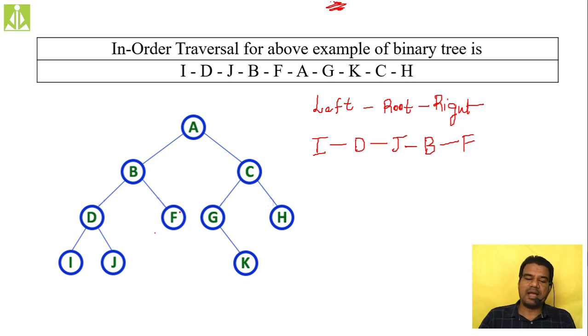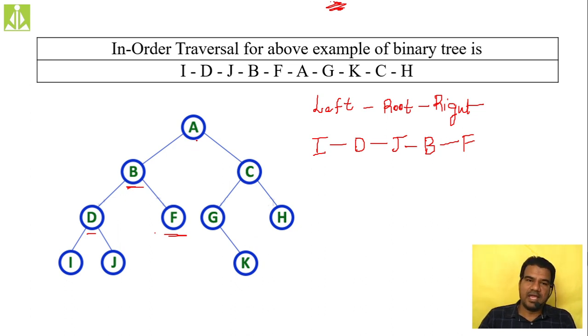So come back to F, and come back to B as well. For B, everything is visited. Left child D is visited, right child F is visited, root B is visited. So when we were at B, as everything is visited, go back. Come back to A.